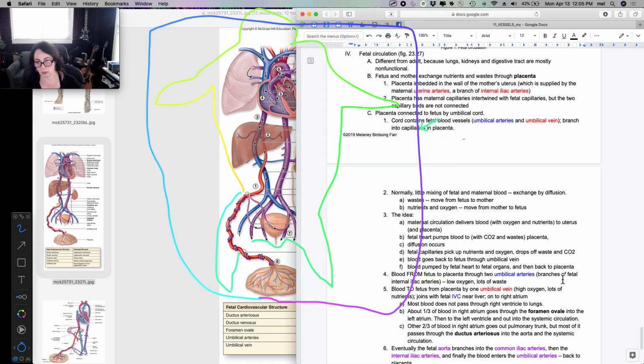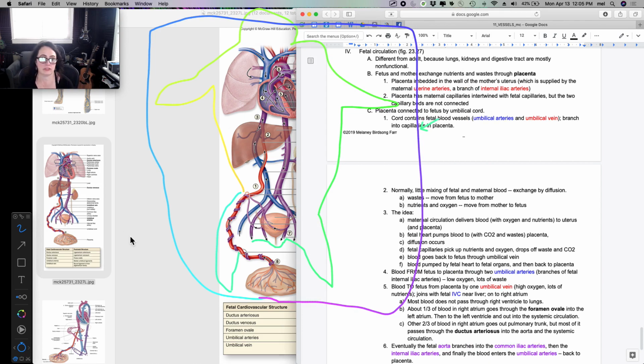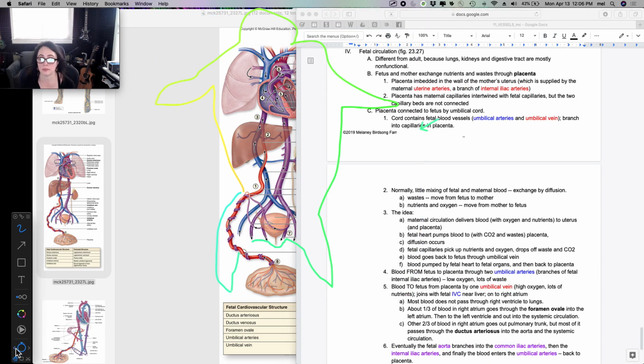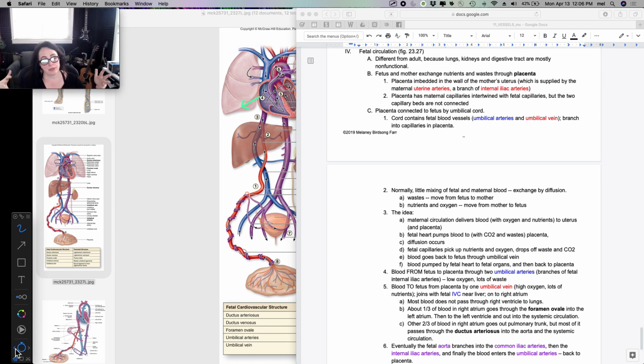So I want you to look at the story. So basically, the placenta is connected to the fetus by what we call the umbilical cord. And the umbilical cord contains fetal blood vessels. And these fetal blood vessels are umbilical arteries, 2 of them, and an umbilical vein. What should happen is there shouldn't be any mixing of blood between the mom and the fetus, but there should be nutrients delivered, oxygen delivered to the fetus, waste carbon dioxide delivered back.